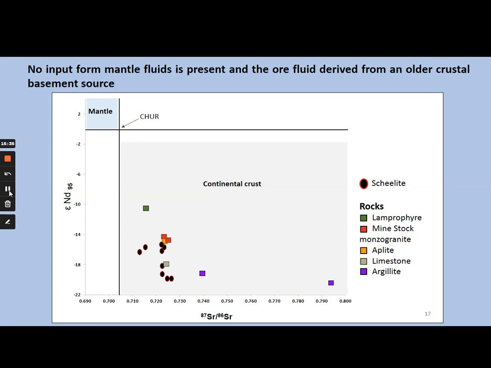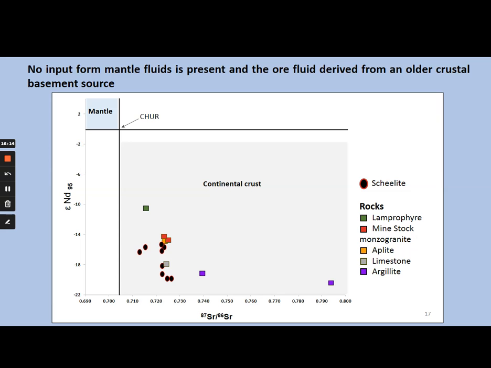Now let's finally move to our results. This graph shows the strontium isotope composition versus neodymium compositions, and the data here have been recalculated for the time scheelite crystallized at Contact, which was about 95 million years ago. On this graph, all the black circles represent scheelite from different skarn phases and different shading, and all the squares represent whole rock samples, so different colors represent different lithologies.